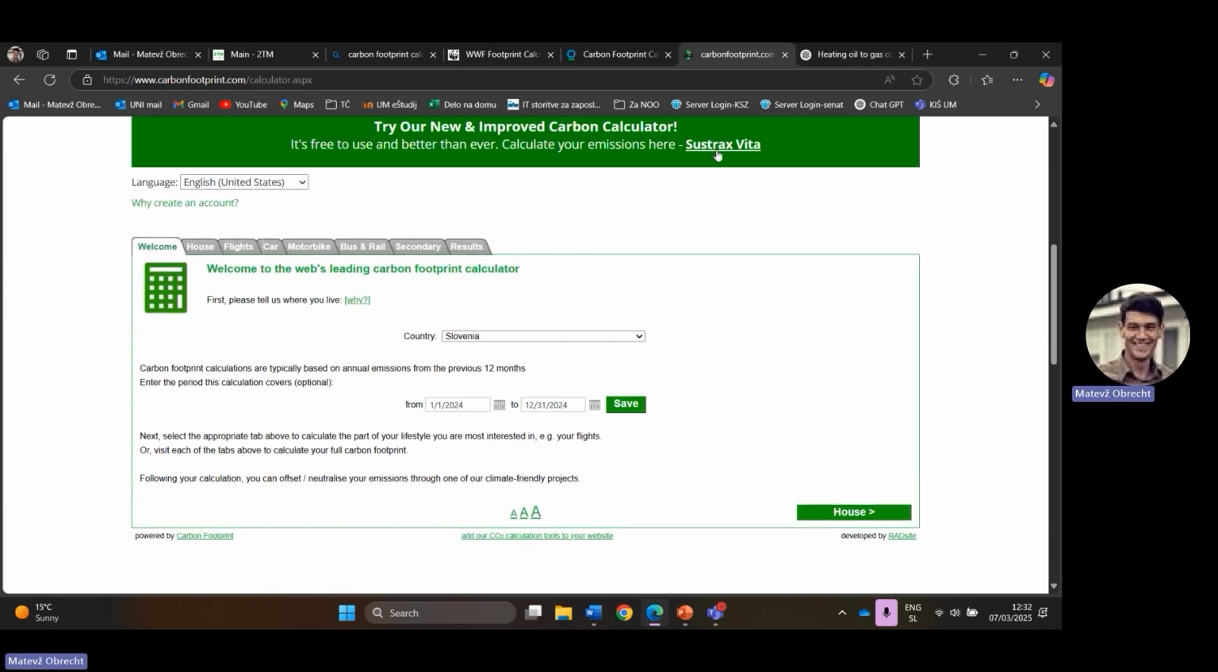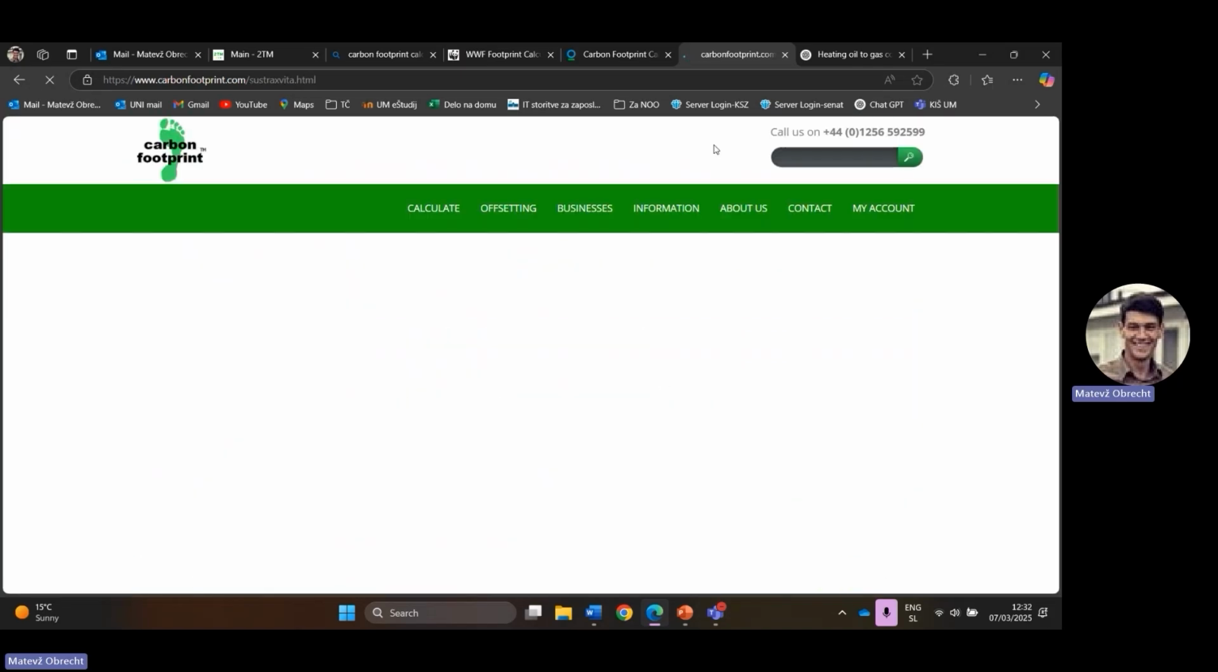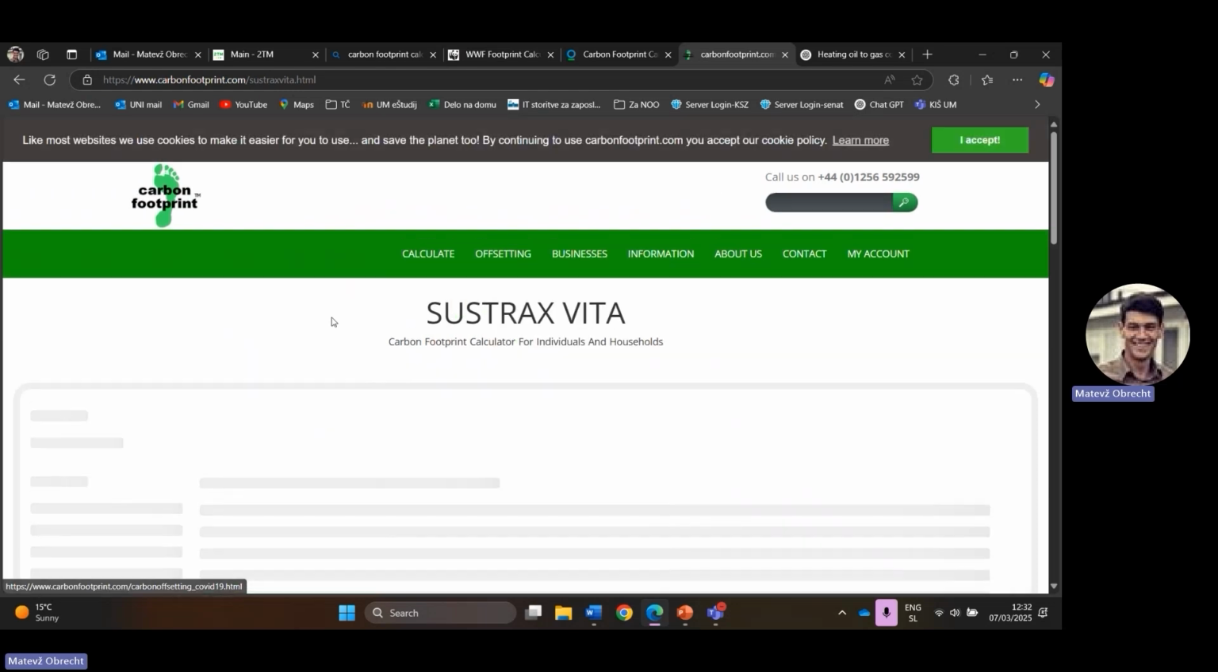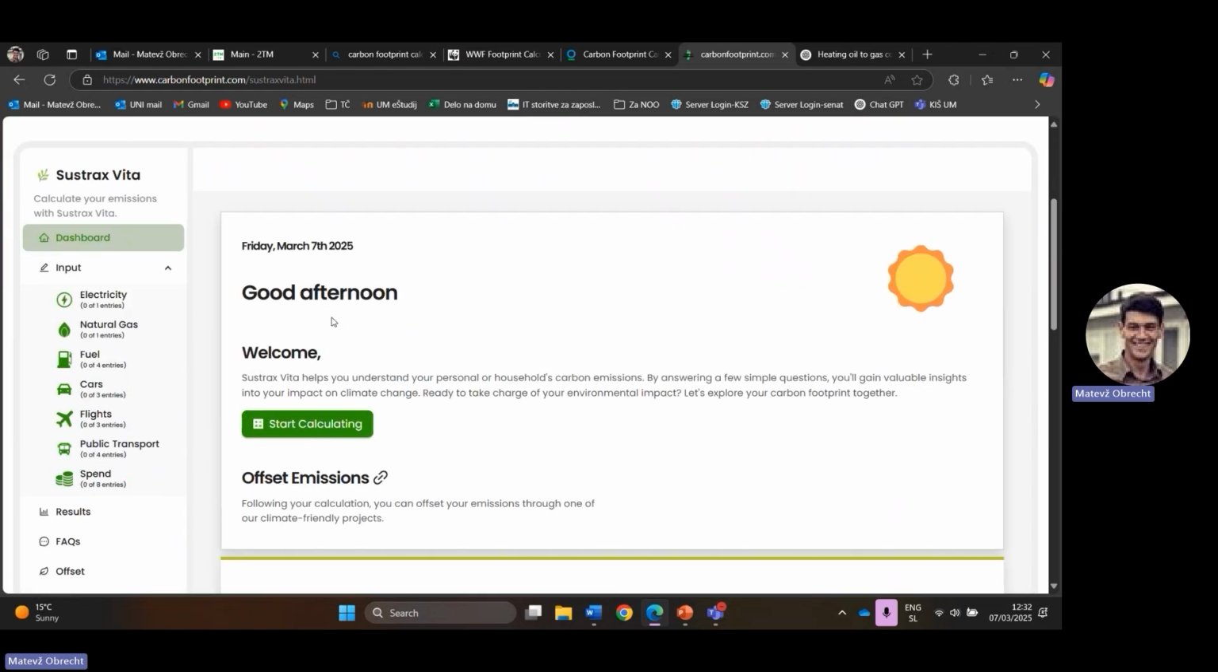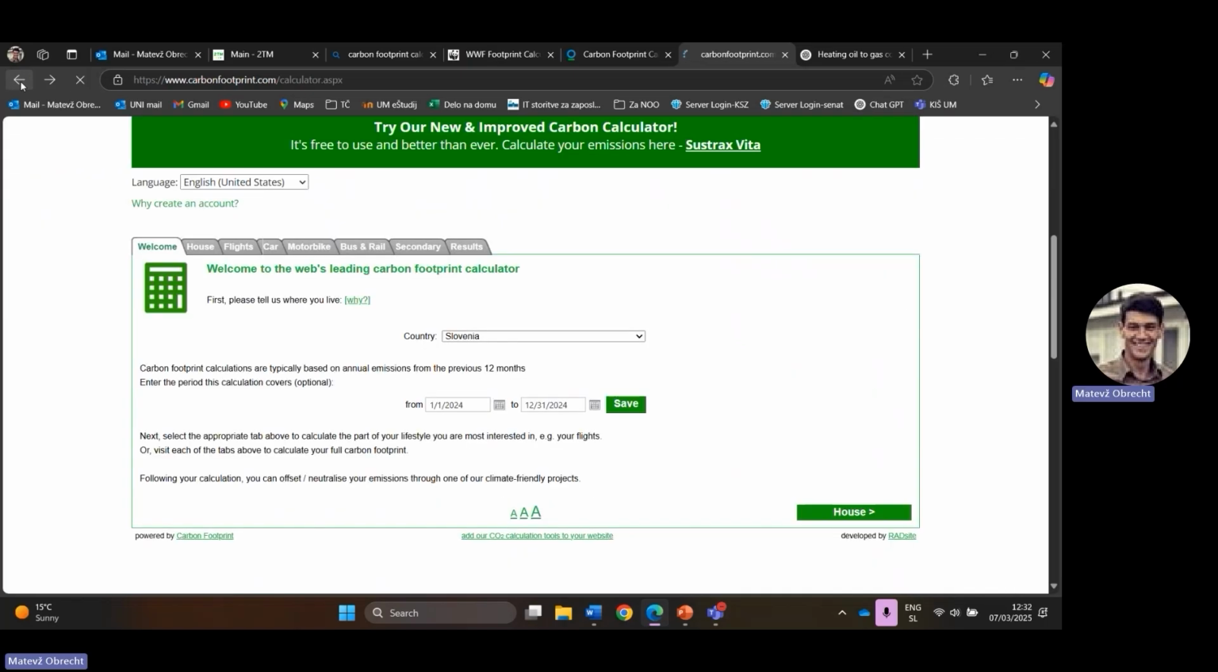You can use also the new one, the Sustrax Vita. So it's a little bit different. You can try this one as well. I would like to show you this one. So you can see the impacts which are calculated. So you have housing, flights, car, motorbike, bus and rail, and secondary. At the end, you will get the results.